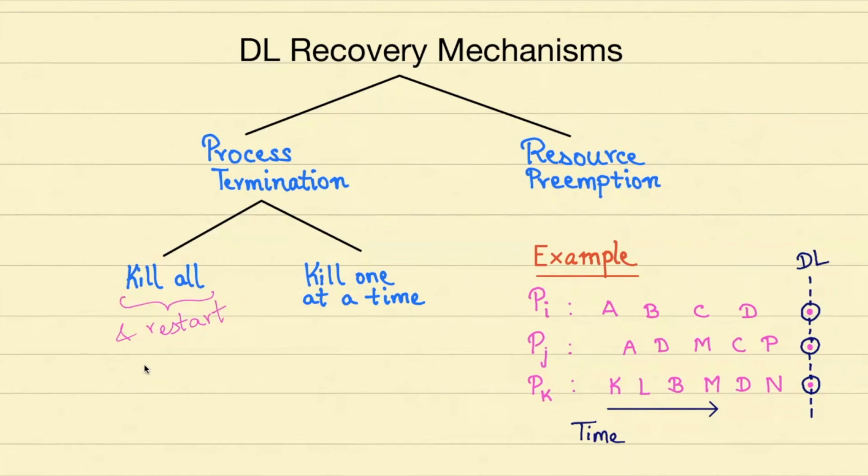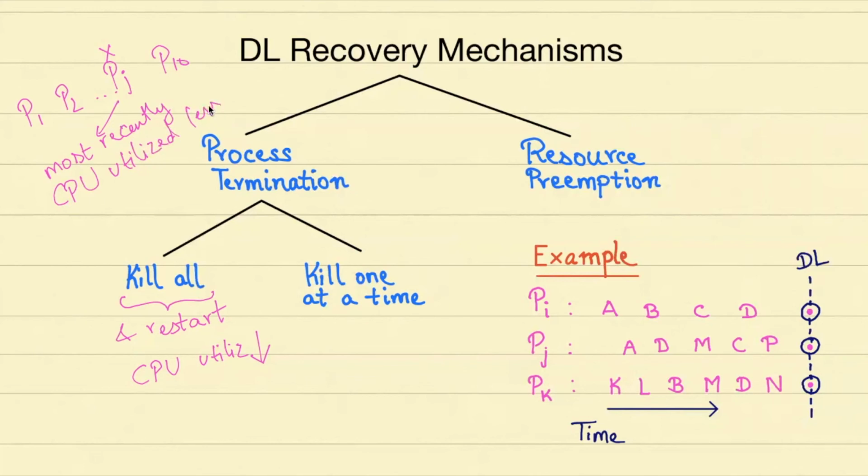By doing this, my CPU utilization is reduced. So instead of that, I will kill one at a time. Let's assume there are processes P1, P2, some 10 processes. Now I will kill, let's say, process Pj. First I have to decide how to choose a process to kill, right? There are multiple mechanisms to choose a process to kill. One is that the most recently used process can be chosen for killing, or whichever process has utilized the CPU less, I can choose that process and kill it. So there are many strategies to choose a process and kill it.